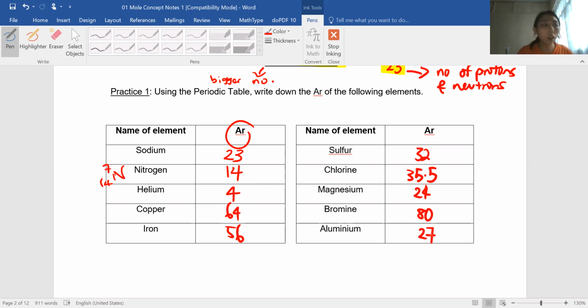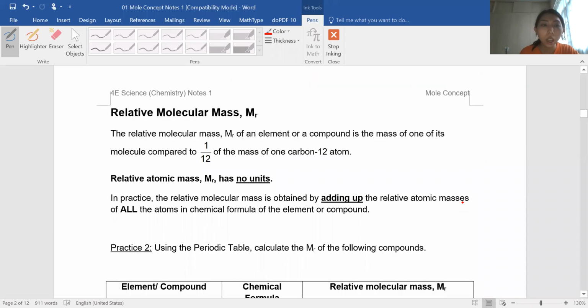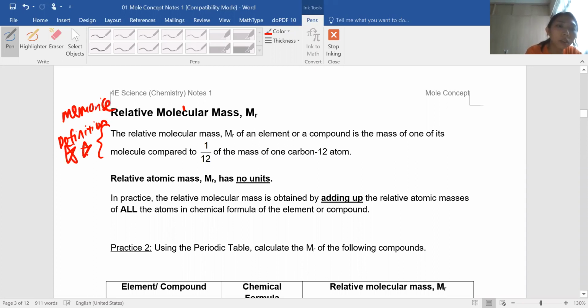All right, let's move on to relative molecular mass. The next page. Now, the relative molecular mass definition is over here. Similar to the relative atomic mass, we've got to memorize it. So let's put 3 stars to remind us of the importance of it.